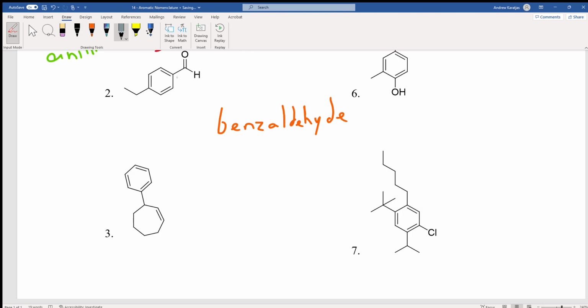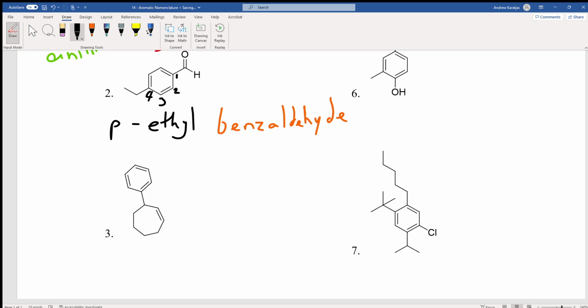That makes the carbon that's attached to the aldehyde carbon 1. And regardless of which way we number it, the ethyl group is going to be at carbon 4. Again, we don't need a number to indicate where the aldehyde is because it's assumed to be on carbon 1. And then we can refer to this as 4-ethylbenzaldehyde, or more commonly, p- or para-ethylbenzaldehyde.